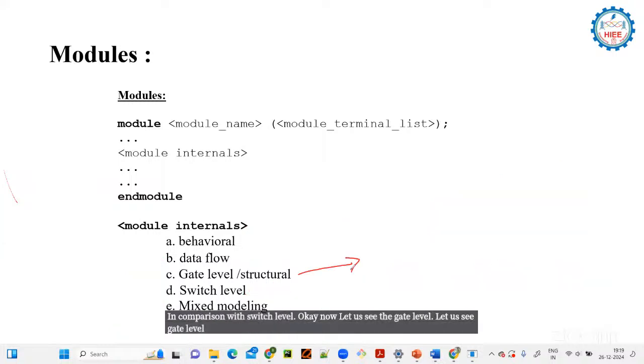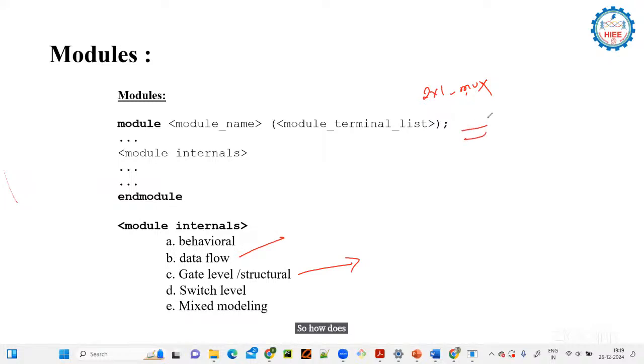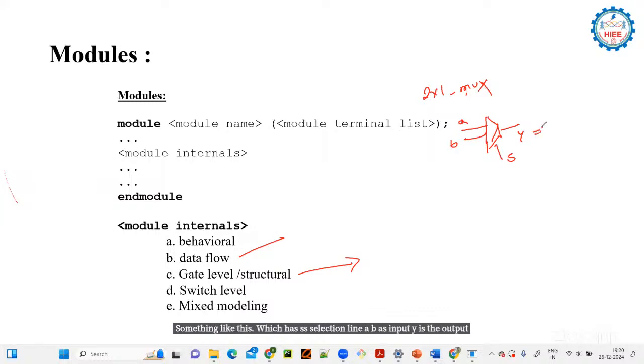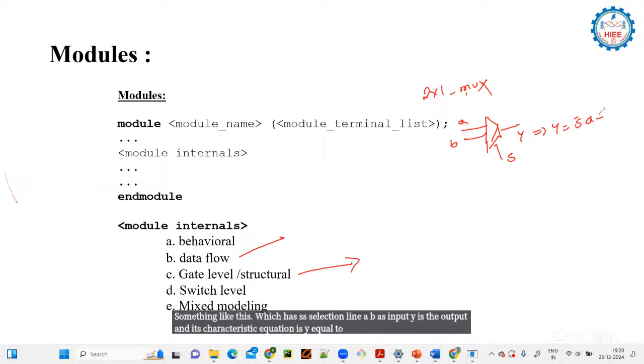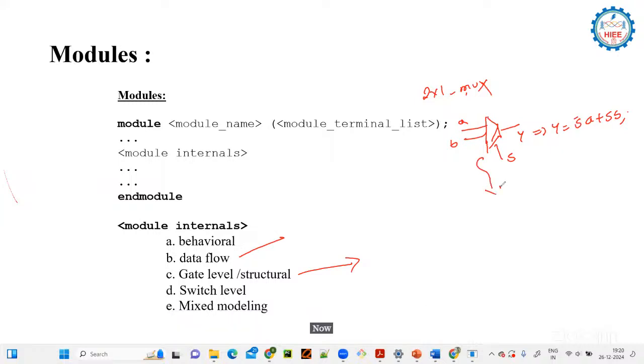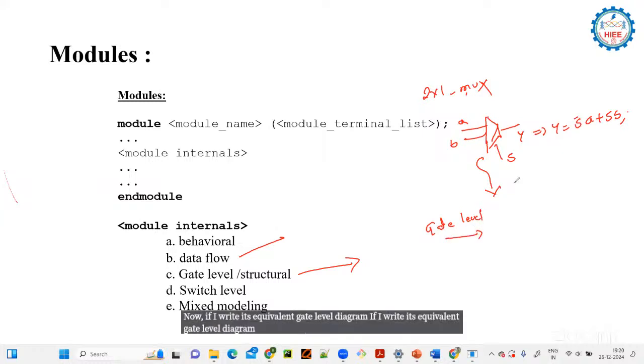In gate level, for example, let us take a 2 cross 1 mux. How does a 2 cross 1 mux look like? It has S as selection line, A and B as inputs, and Y as the output. Its characteristic equation is Y equals S bar A plus S B. Now, if I write its equivalent gate level diagram, how many gates does it require? AND gate, OR gate, NAND gate, like that.